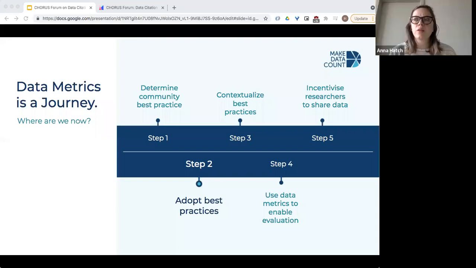So I think when considering what type of data citation metrics to use in development, a clear first step is aligning on what the objectives of these measures are, what the goals and the values are that will be brought into creating them.